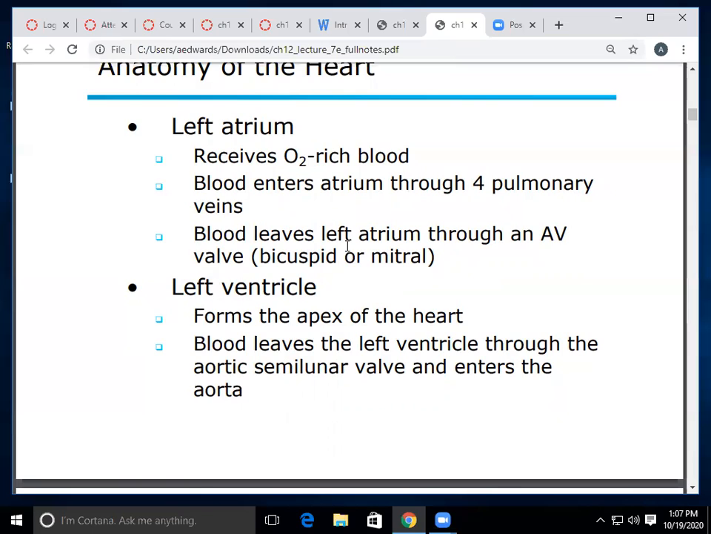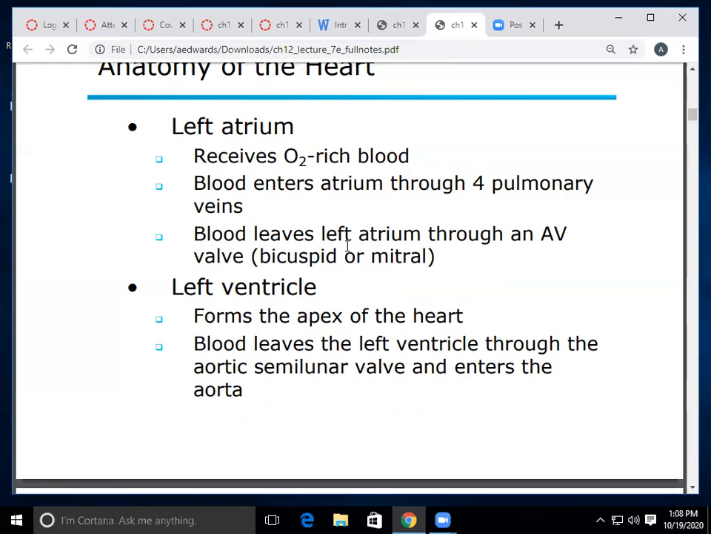Now that blood's going to go from the left atrium to the left ventricle through essentially the left AV valve, or left atrioventricular valve, also known as the bicuspid valve or the mitral valve. Your left ventricle forms the apex of the V shape of your heart.